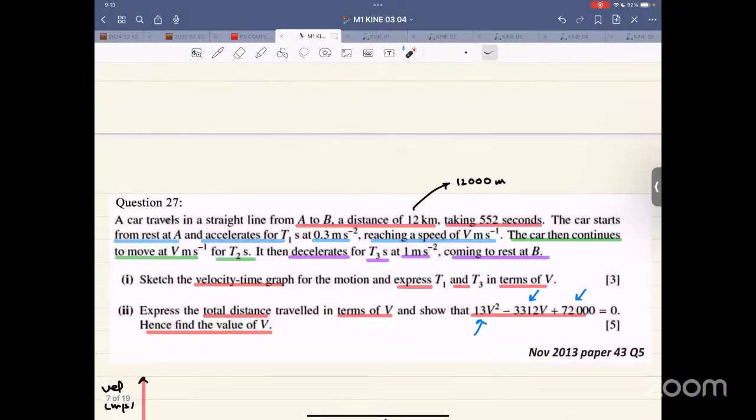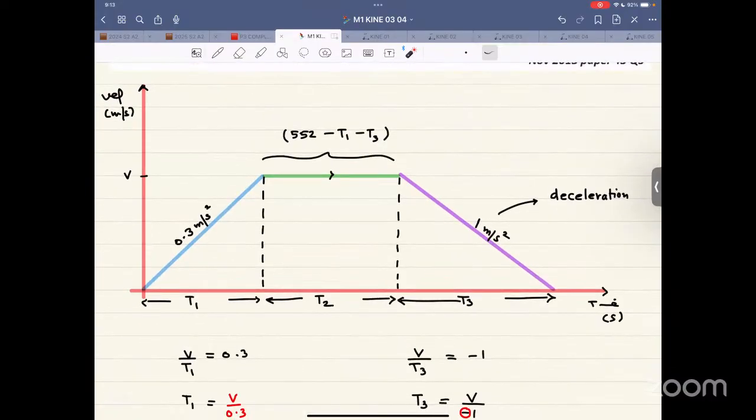So now let's have a good look. That's the graph. This is 0.3. That's the slope. This is V. This is the time T1. So this is the time interval. For the first one, this can be labeled as T1. This can be labeled as T2. So therefore, this can be labeled as the whole thing 552 minus T1 minus T2.